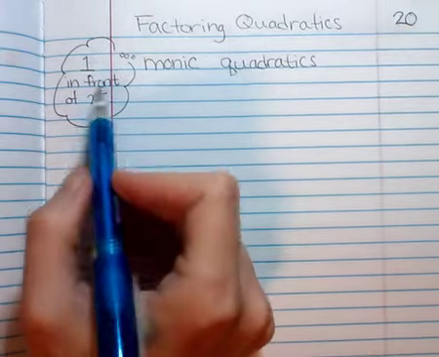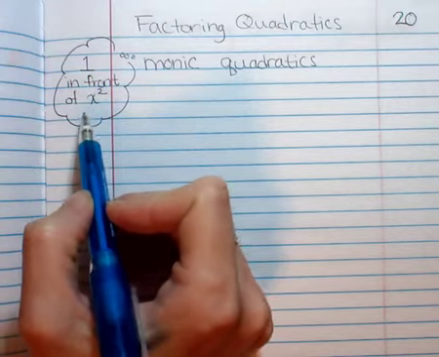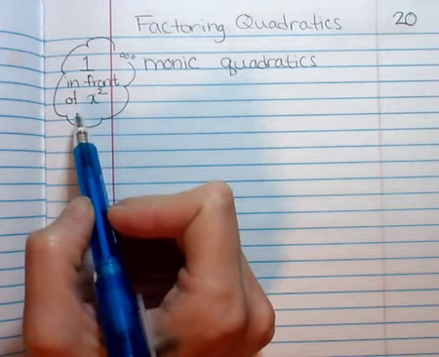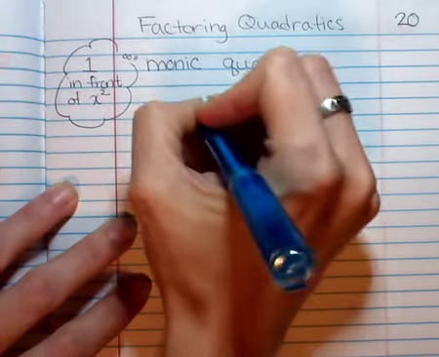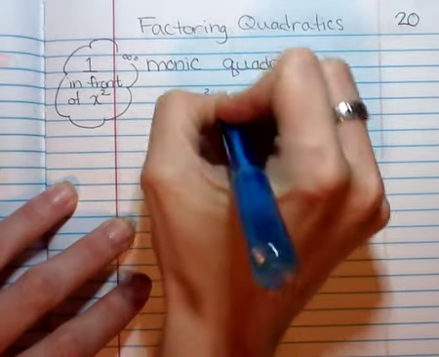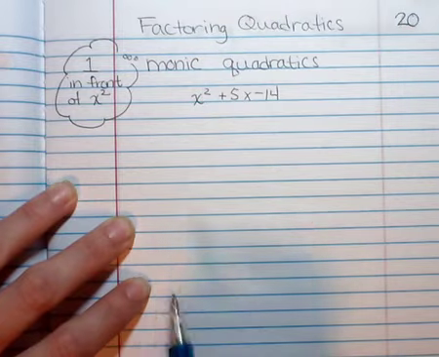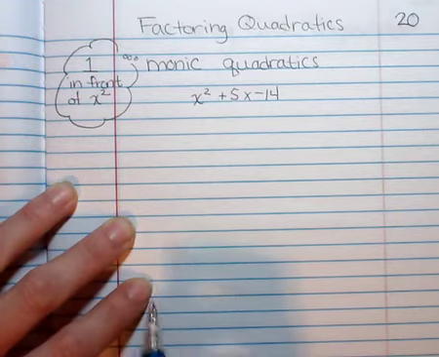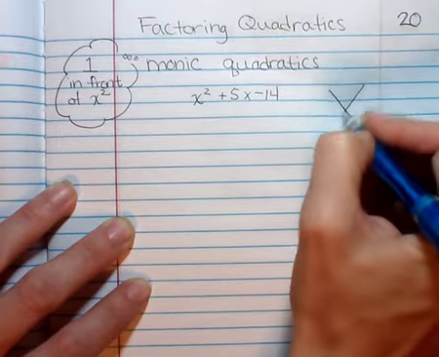And that just means that there is a 1 in front of the x squared. So we don't have any other number in front of the x squared except for 1. So an example of a monic quadratic is x squared plus 5x minus 14. Right? And if we want to factor this the way we've been talking about, a tool to help us organize is if we use our factor puzzle.